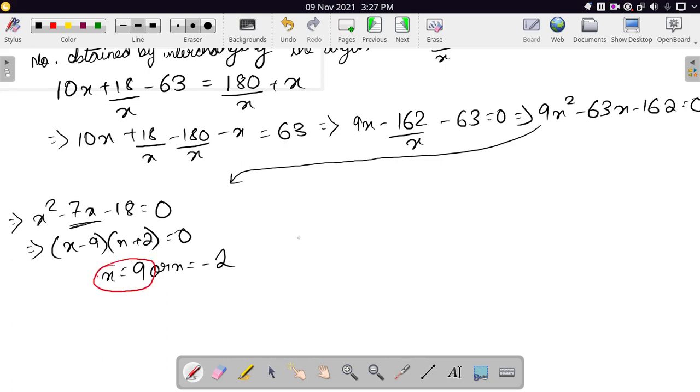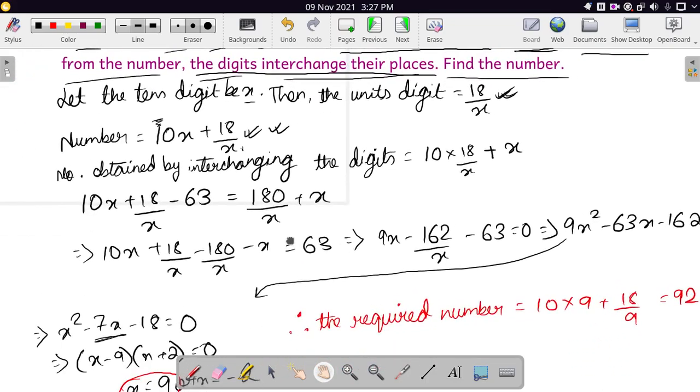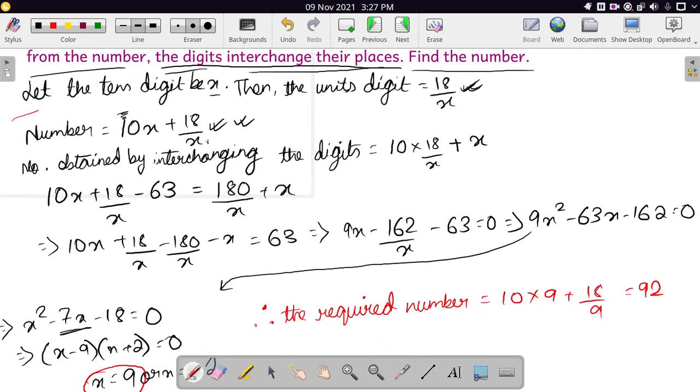Now we need to find the number. So we have to write the answer line like this. Therefore the required number, that is the number that we have been asked to find, is equal to 10 into 9 plus 18 by 9, that is equal to 92. 90 and 2, 92. This was the value of x. This was our main number, the original number without interchanging the digits. What we did, we just put the value of x over here. We got the number. So our final answer is 92.